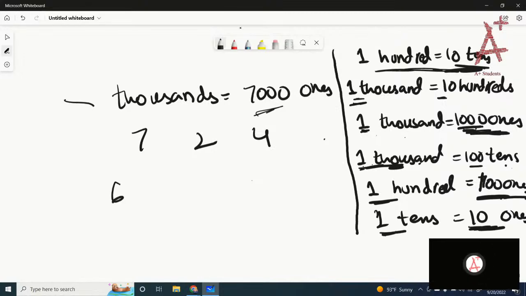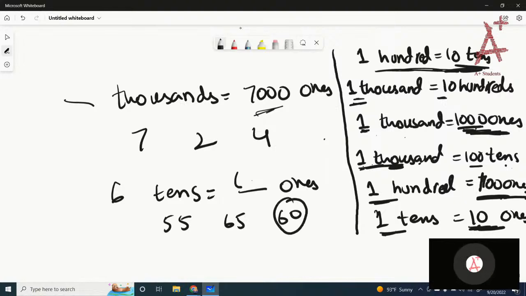Okay, the next one is 6 tens equal how many ones? In 1 ten you have 10 ones. So in 6 tens, how many ones do you have? 55, 65, or 60. So which is the correct option? Yes, 60 is the correct option.